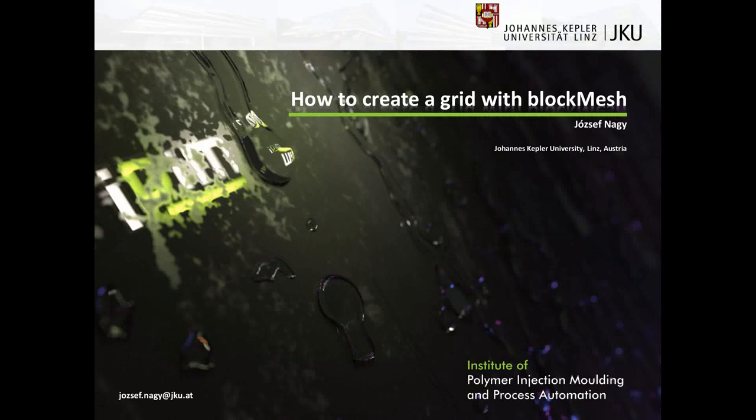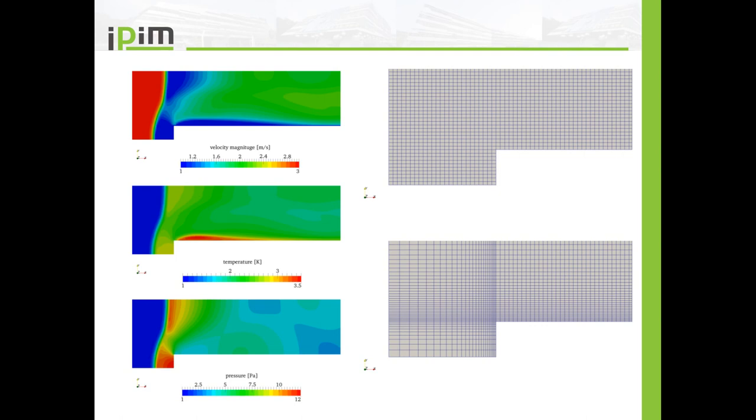Hello everyone, this is Josef Nutt here, and in this video you will learn how to create a mesh with the blockMesh utility in OpenFOAM. Here you can see the finished results, some exemplary results of the velocity magnitude, the temperature and the pressure. I have to tell you that this case is a very unphysical case, but it is good enough because here we want to learn how to use blockMesh. And here you see the created meshes, a uniform mesh, and then I will show you how to refine your mesh.